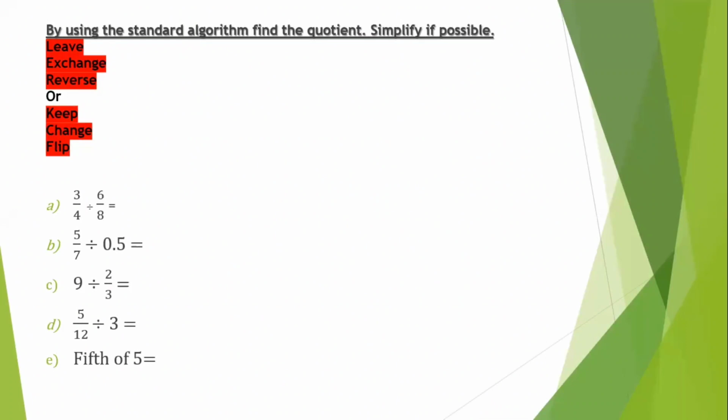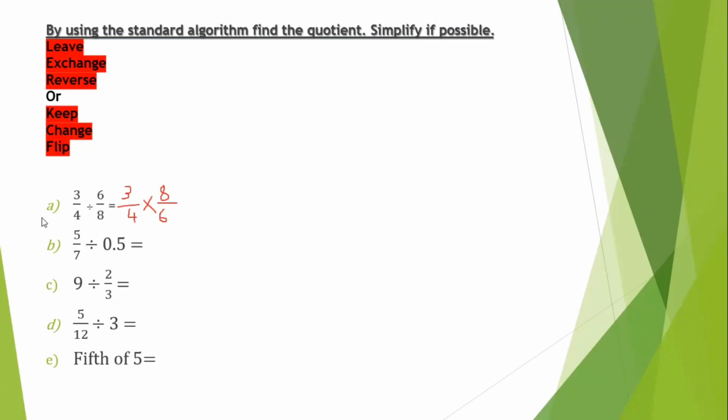By using the standard algorithm, find the quotient. Simplify if it's possible. We will leave, then exchange, then reverse, or keep, change, flip. First, 3/4 divided by 6 over 8. Keep 3 over 4. Change times 6 over 8. I have to flip this fraction to be 8 over 6.